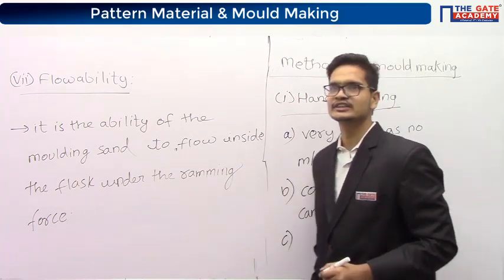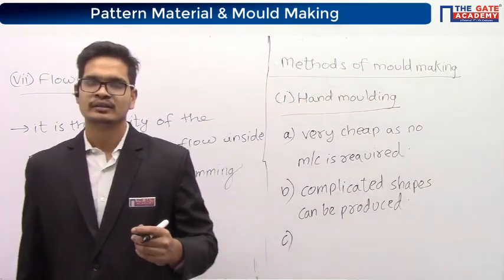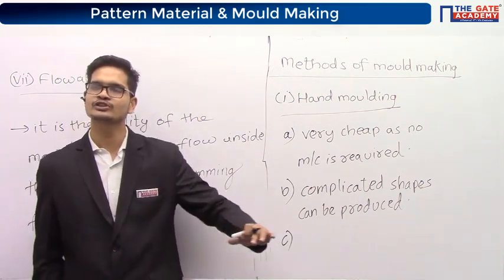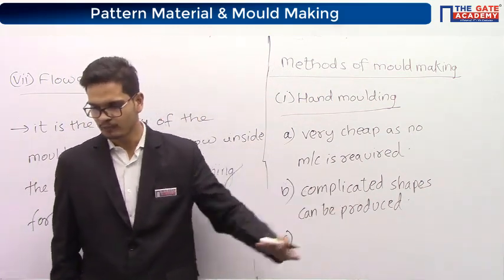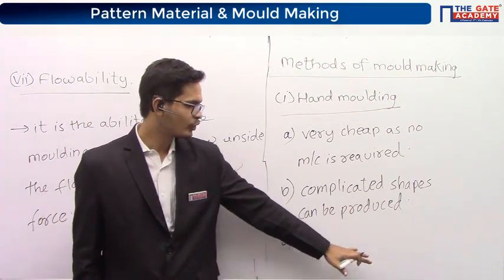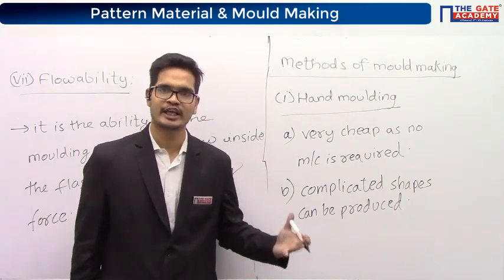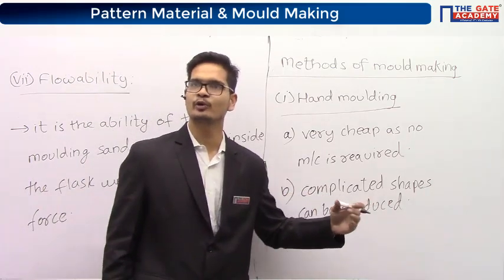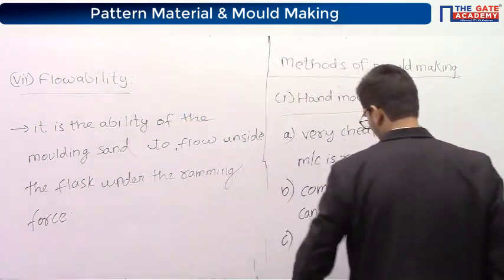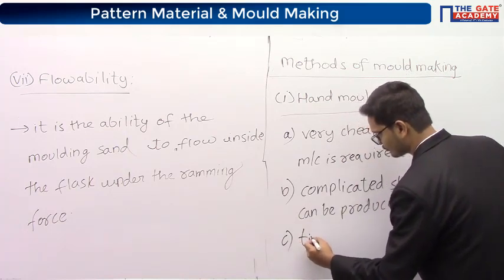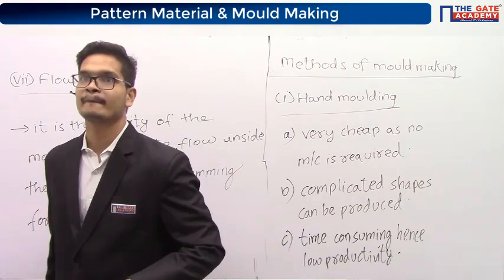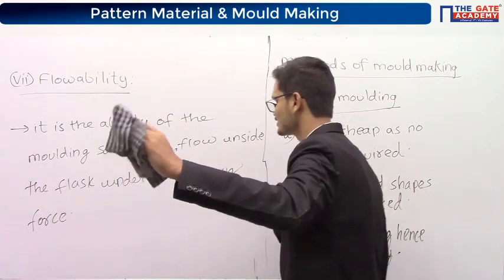And the third one is productivity will be low. A human cannot produce a large number of molds. He or she will take time, right? Hence, it is time consuming and productivity is low. Okay, guys, leave it.